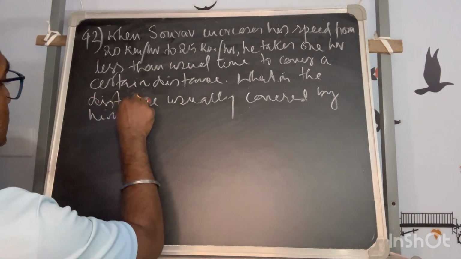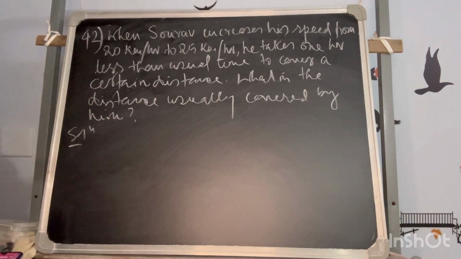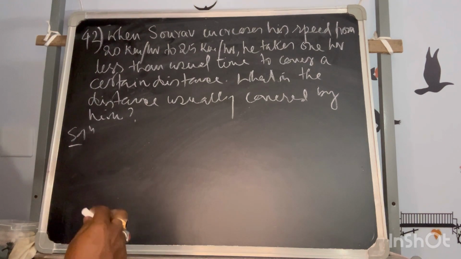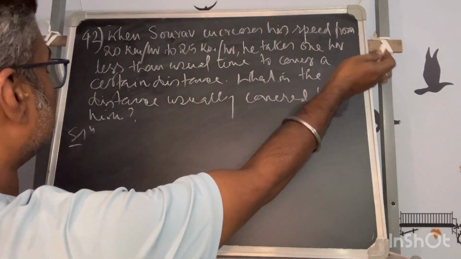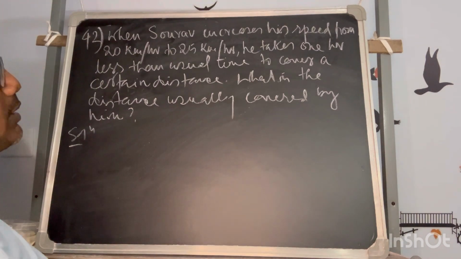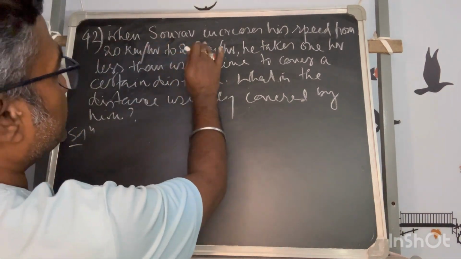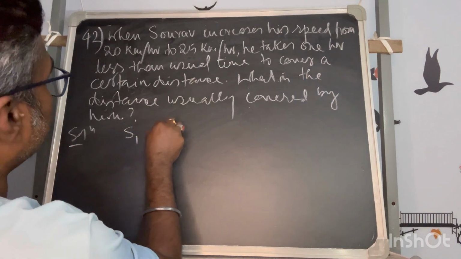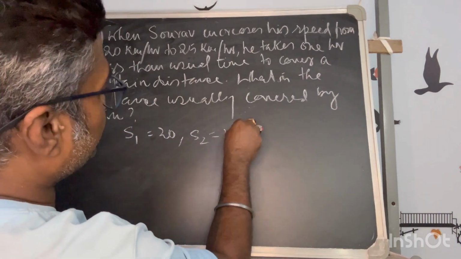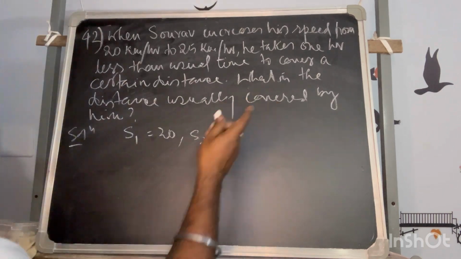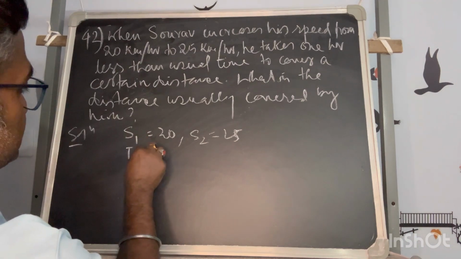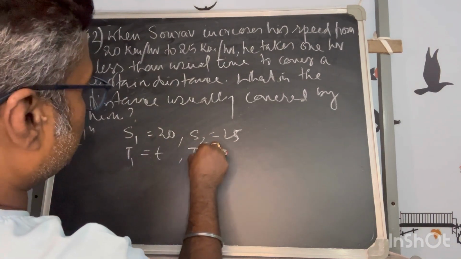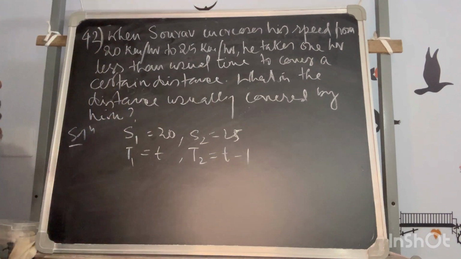Okay, so this seems to be a very easy problem. This kind of problem doesn't involve much thought. When Saurabh increases his speed, there is some speed earlier, and he is increasing from 20 kilometer to 25 kilometer. Two speeds are given, S1 is 20, S2 is 25. Whatever information is given, just write it down so that it gives you clarity. He takes 1 hour less, so if T1 is T, in T2 he will take 1 hour less. Definitely this will be the case.